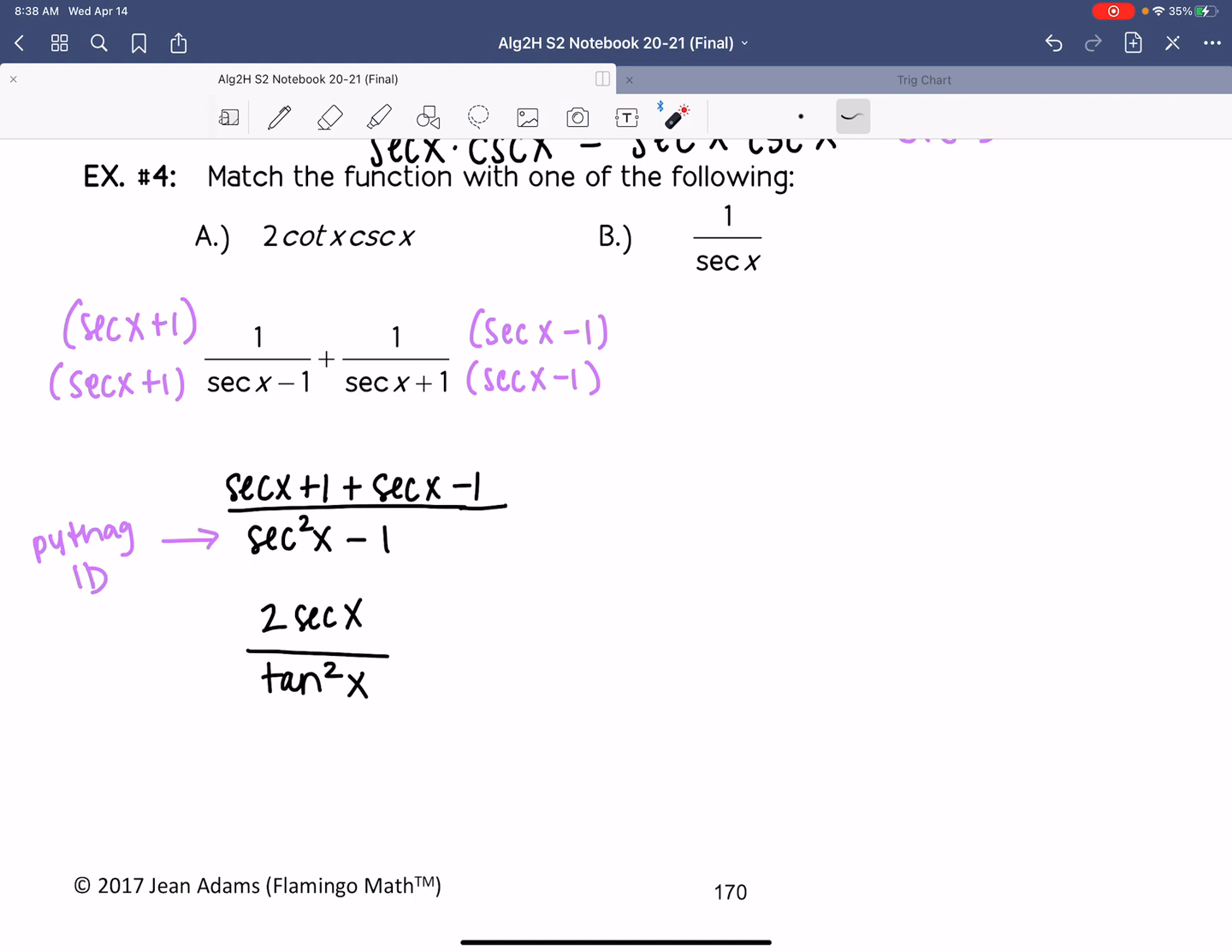So what I'm going to go ahead and do is I'm going to pull these apart so we can see it better. So this is really 2 times secant x, okay, times, and then we're going to write this as 1 over tangent squared x, like so.